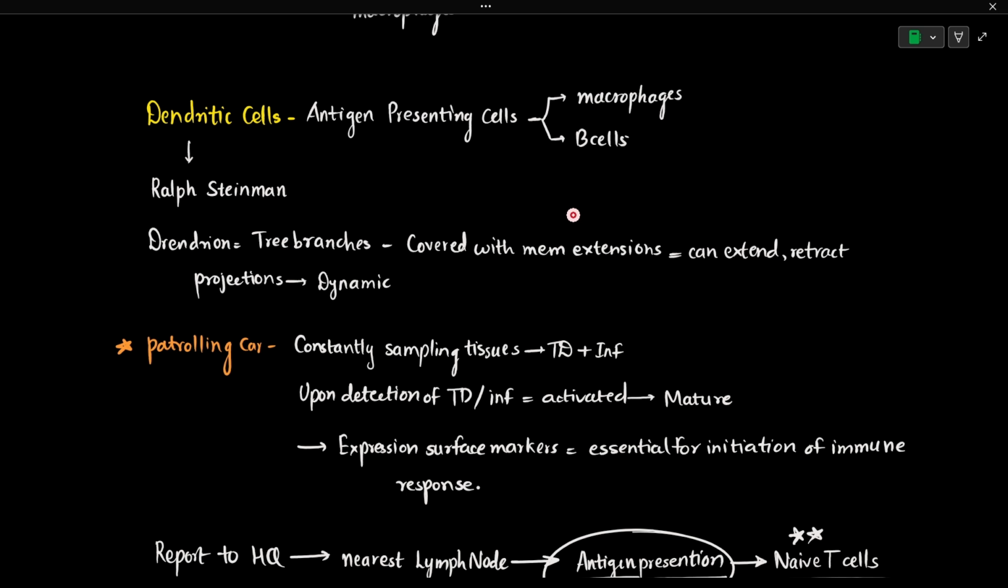In the next lecture, we'll discuss macrophages, and then we'll start discussing natural killer cells. And once we're done with the cells of the immune system, we will also discuss the organs of the immune system.